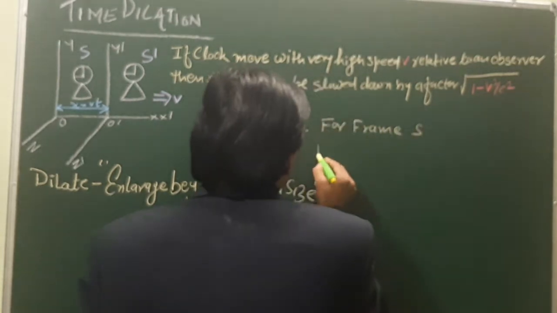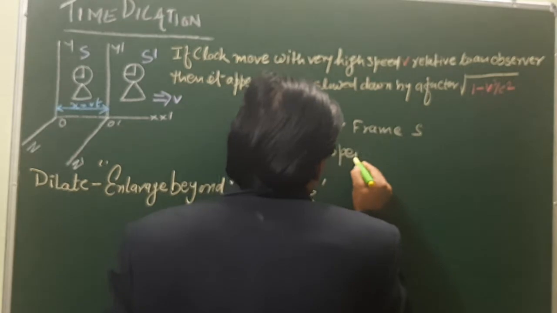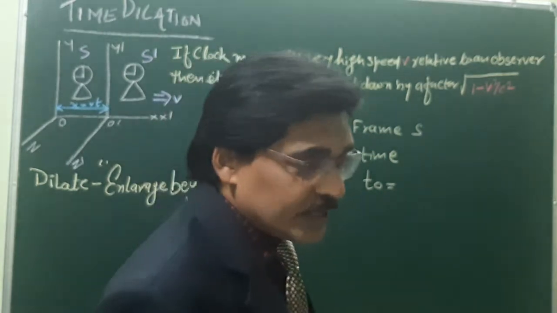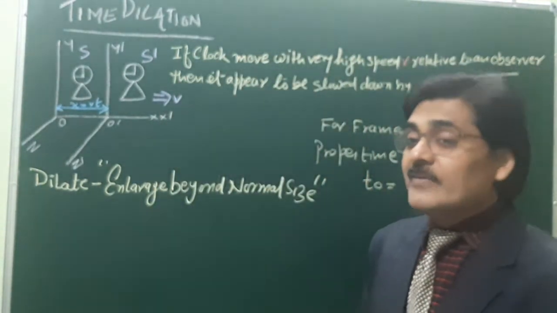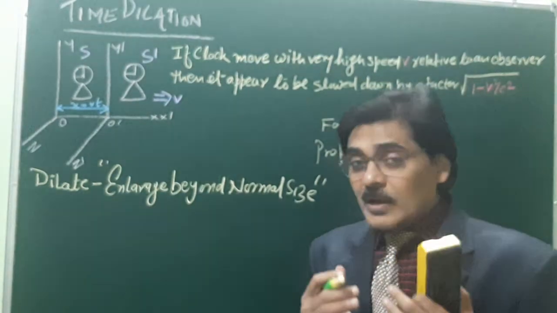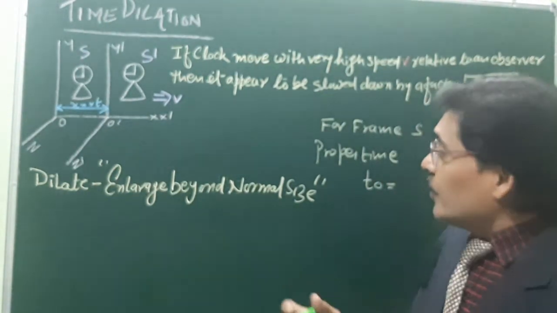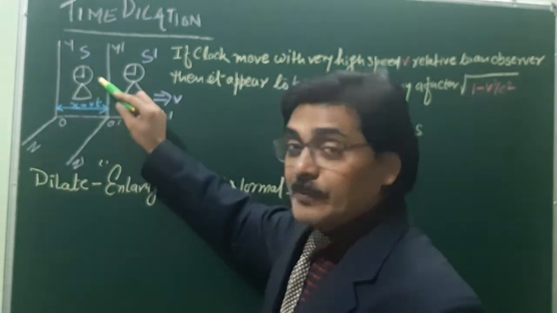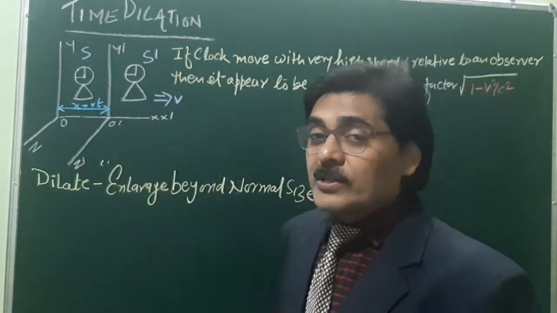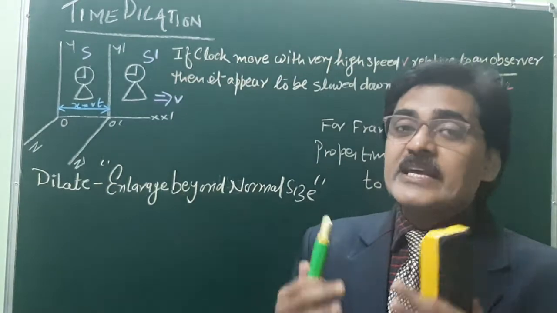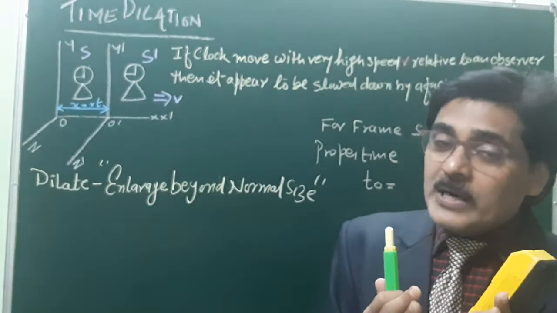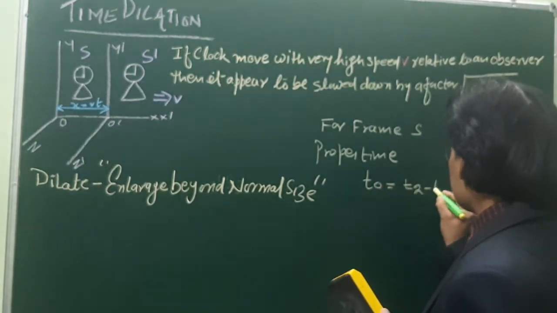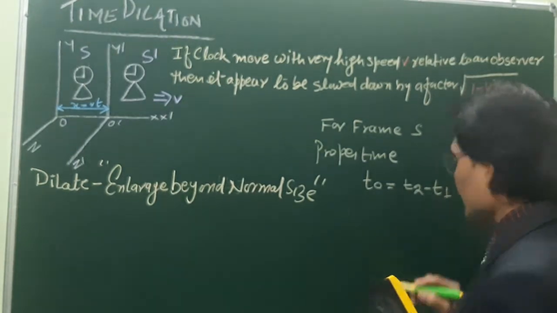For S, the proper time is t naught. Why are we taking t naught? T naught is the proper time because the frame where the event is organized is called the proper frame. So our event is organized in the frame of reference S, where the two signals come out at instant times t1 and t2. So the proper time, that means delta t naught, is t2 minus t1. This is equation number first.